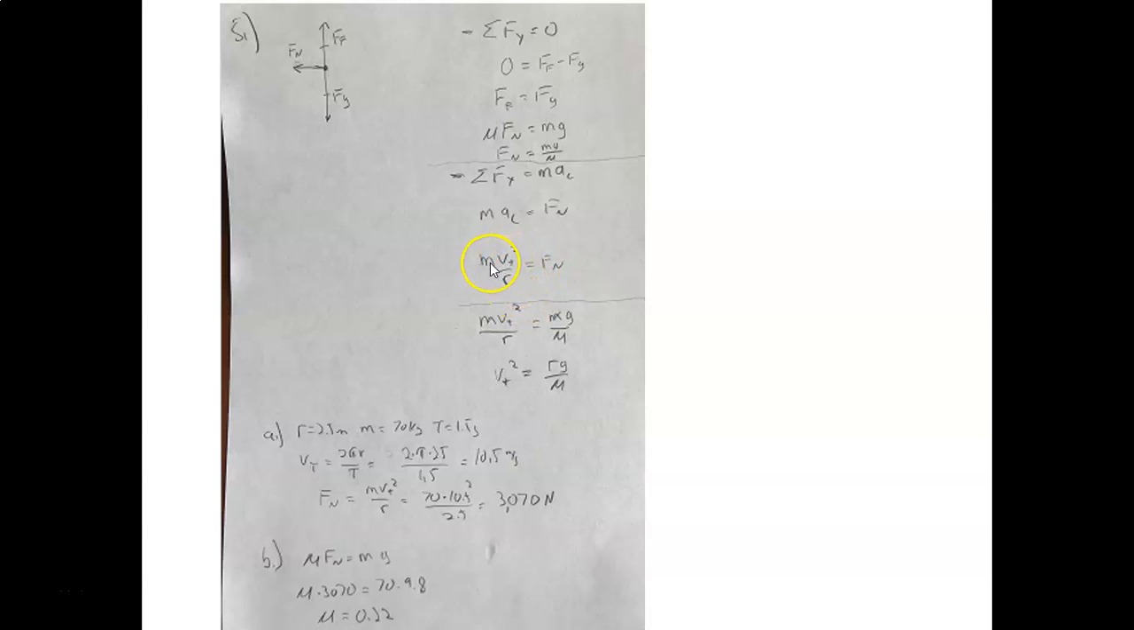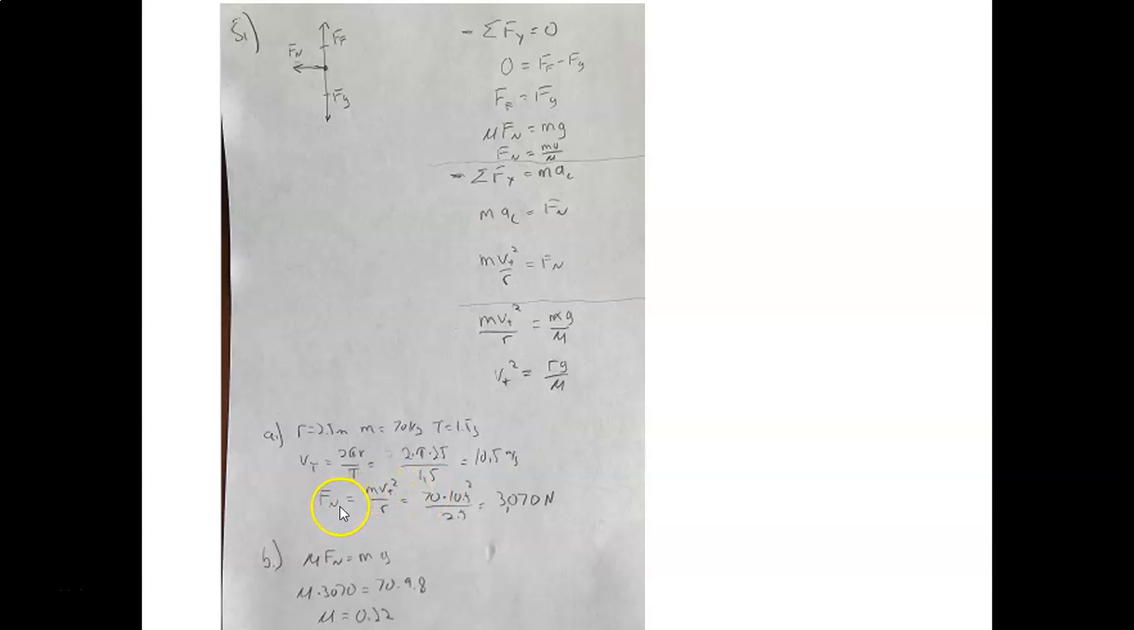So mass times vt squared over r equals Fn. Substituting in for Fn here, mg over mu. Strangely enough, the masses cancel out again, and we get that vt squared equals rg over mu, or vt equals the root of rg over mu. Putting in some numbers, finding the tangential velocity, we get vt equals 2 pi r over T. The radius is 2.5 meters, and the period is equal to 1.5 seconds. The tangential velocity is equal to 10.5 meters per second.